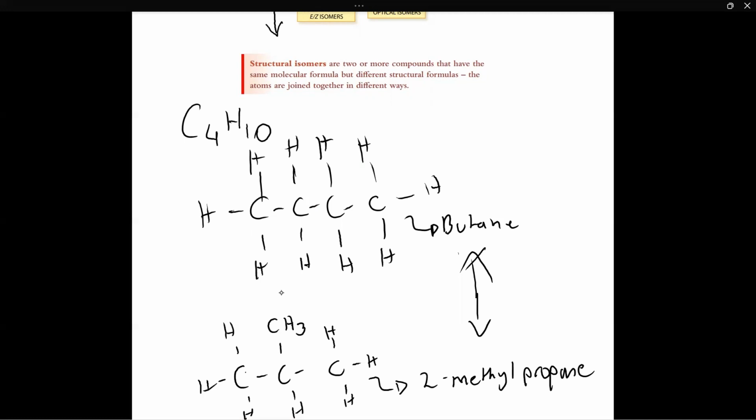And if you notice something, what really made butane into 2-methyl propane or vice versa? Well, what we did was we took this methyl group CH3 and we replaced it with this hydrogen, right? We just replaced these two. And what did you get? You got a completely new compound, which is 2-methyl propane.